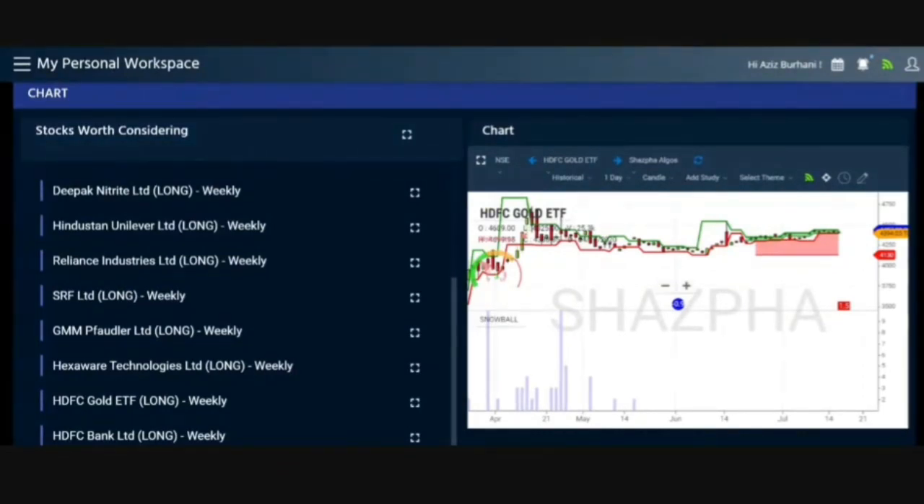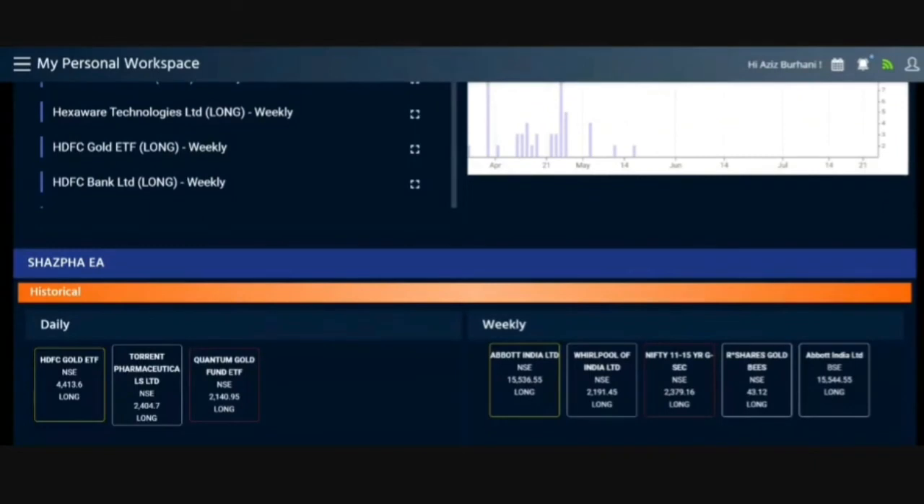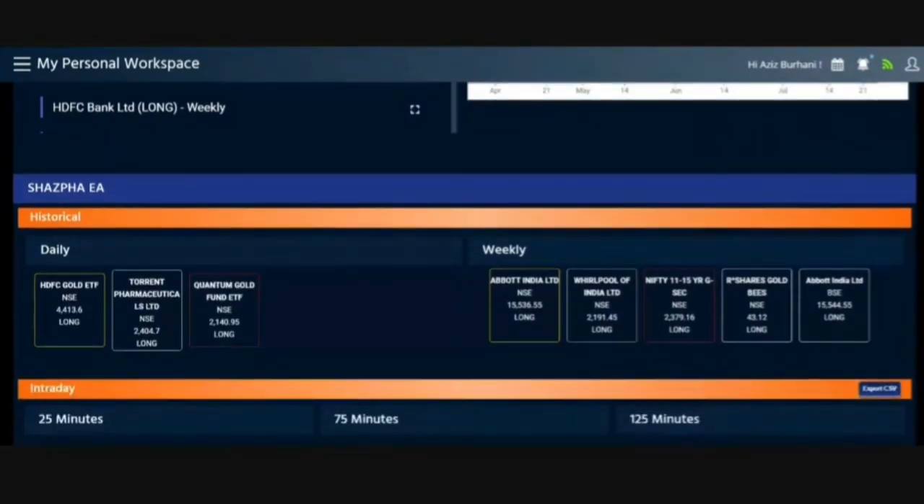So what we have tried to do through stocks worth considering through Shasva EA is, even though the burden of analysis is taken away from you, we still don't want you to even scan stocks using the Shasva star scanner, or go to the trouble of trying to understand how to pick stocks for 21-25 minutes, or how to pick stocks for intraday. That also the Shasva EA does for you. Okay, and that is how the Shasva EA differs from RT Auto Trade Scanner.